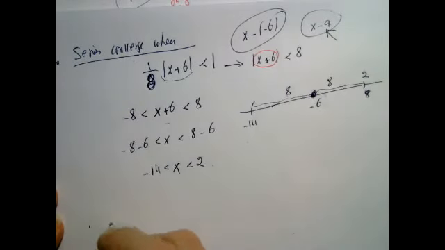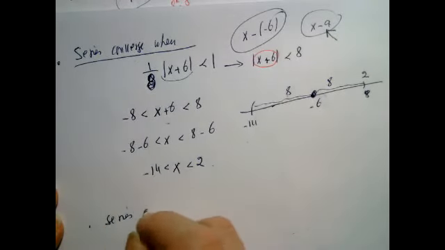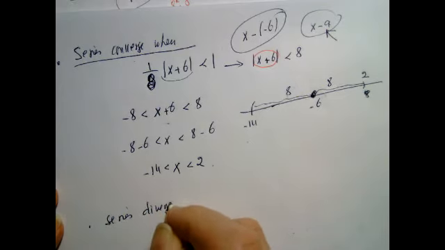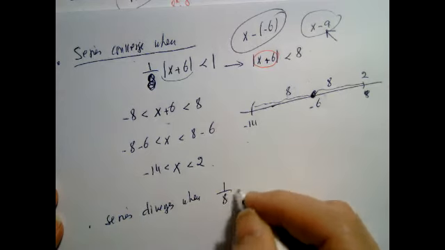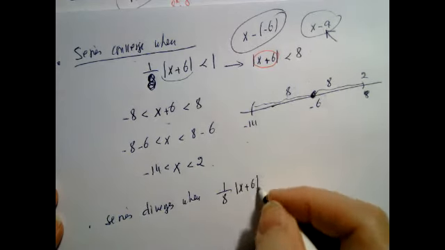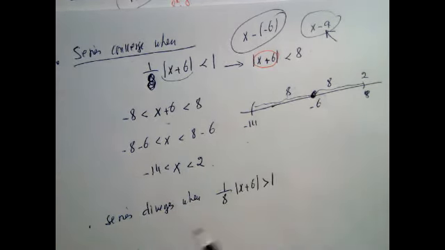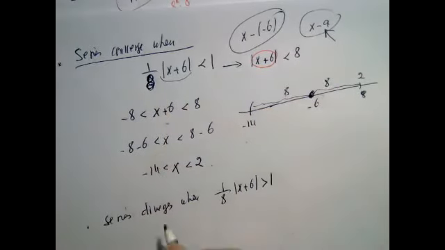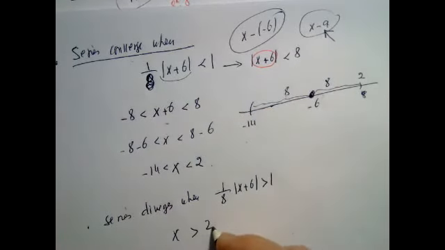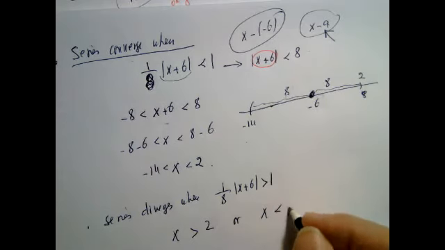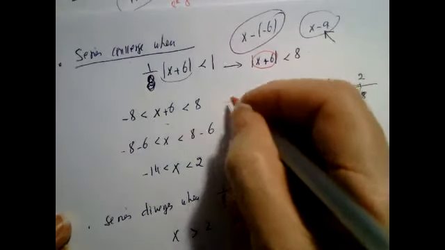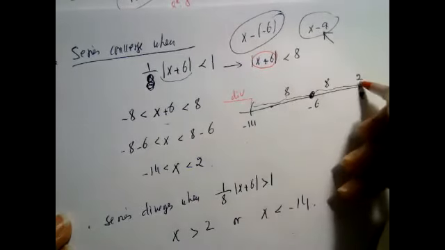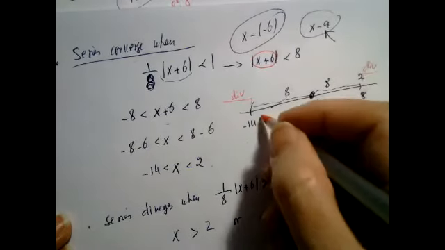Now the series diverges when the ratio is strictly bigger than 1. It means outside this interval. It means x larger than 2 or x less than -14. So we have divergence here, and divergence here.